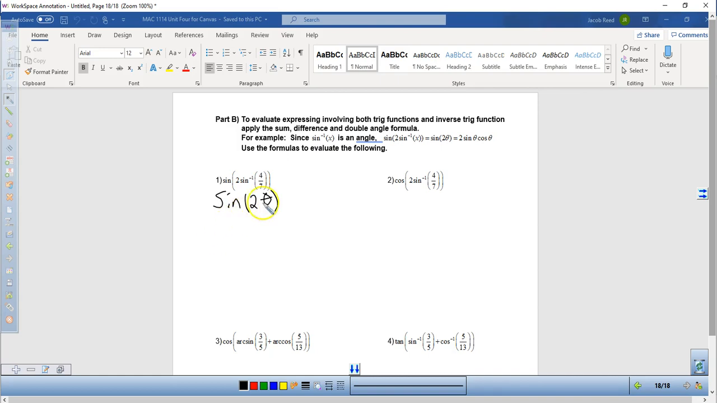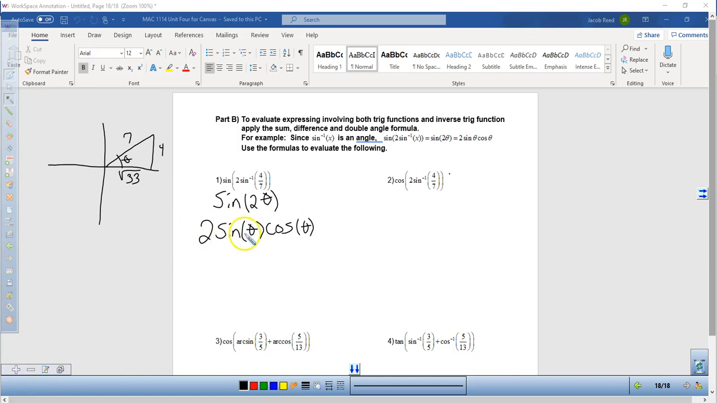Well, what do we know about sine 2 theta? It's 2 sine theta cosine theta. Now all I need to know is I need a picture for what theta actually is. What we know from this is that sine was 4/7. And using the Pythagorean theorem, I can tell you that this is root 33.